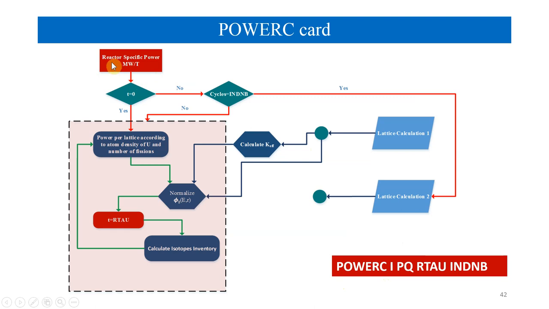it means that my unit will be BQ, this is step one, power C, which is burnup step one. PQ means the units of burnup, it will be megawatt day per metric ton. RTAU is this time, and INDNB is the number of cycles. If I multiply these numbers, the megawatt day per metric ton, by the total time, the multiplication of these two numbers, I will get the burnup in megawatt day per metric ton.